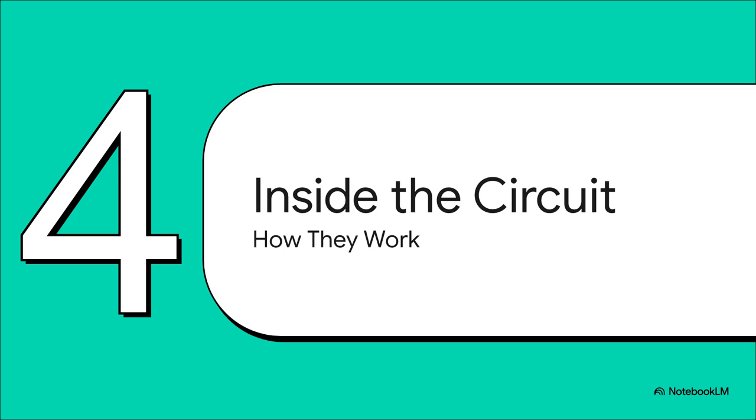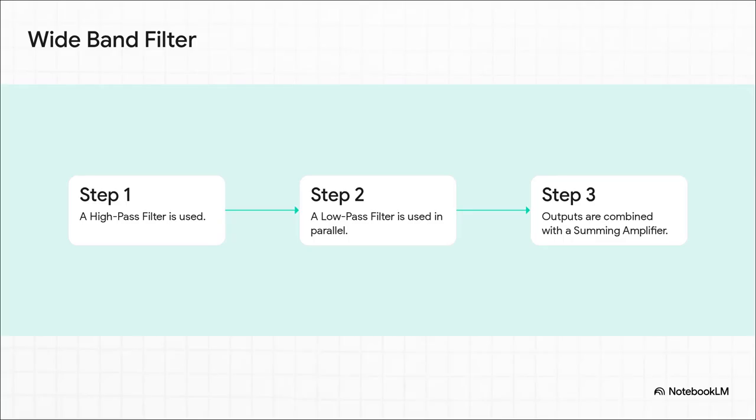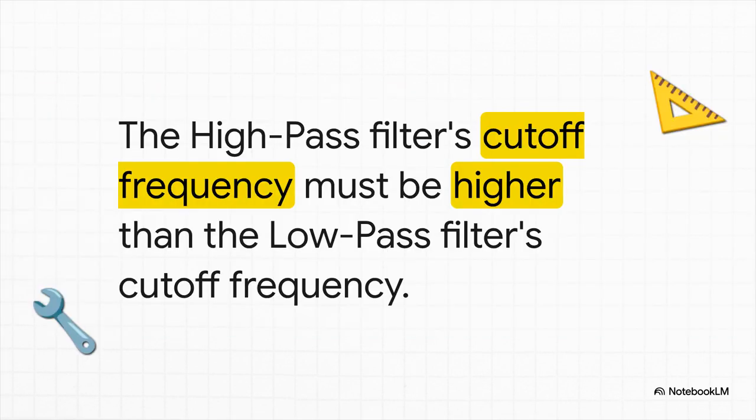So how are these things actually built? Let's take a quick, simplified peek inside the circuitry that makes all this frequency magic happen. A wideband filter is actually pretty clever. It's built by combining the filters we just met. You take a high-pass filter and a low-pass filter. You run them side by side in parallel, and then you use a summing circuit to add their outputs together. And the result? You get a single output that passes the highs and the lows, but absolutely nothing in between. Now, for this to work, there is one critical design rule. The high-pass filter's cutoff frequency has to be higher than the low-pass filter's cutoff. This is what creates that gap, that sort of no man's land in the middle, the stop band.